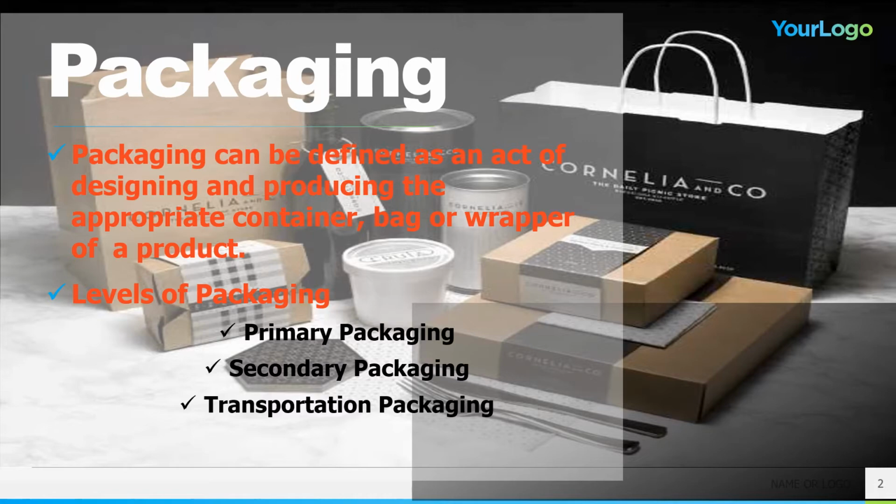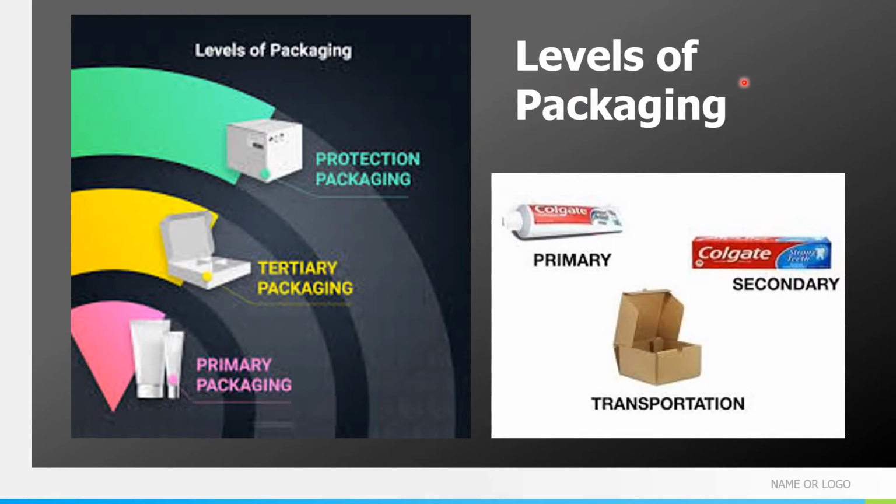Let us understand this in detail. So these are the different levels of packaging. First one being primary, second being secondary or tertiary, and third one being transportation or protection packaging. So let us first understand the primary packaging. It refers to the product's immediate packing.